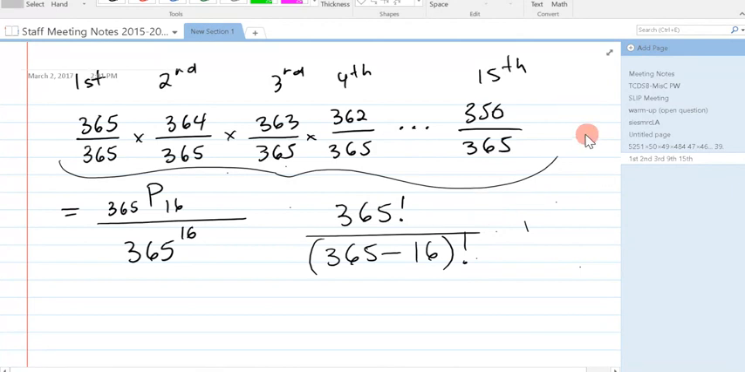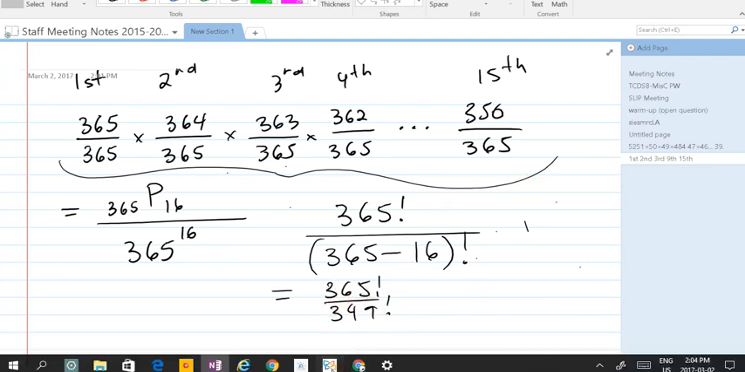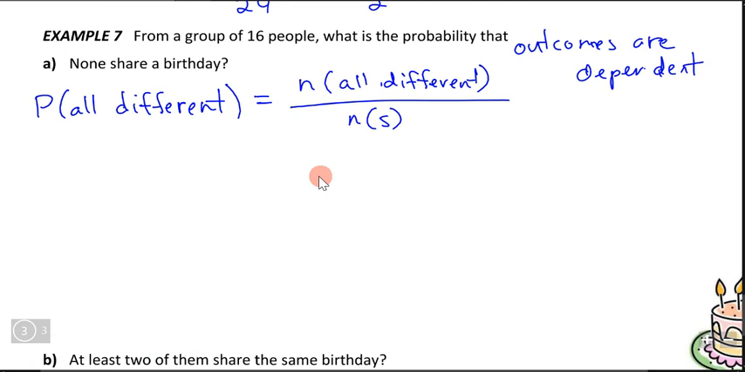Okay, so this would be 365 factorial over 349 factorial. So you can use the factorials this way to also come up with the same result. So let me go back to my note here so we can finish filling this in. The number of ways that they can all have a different birthday is 16 arrangements from a possible 365 days divided by all the possibilities of having 16 people and their birthdays.